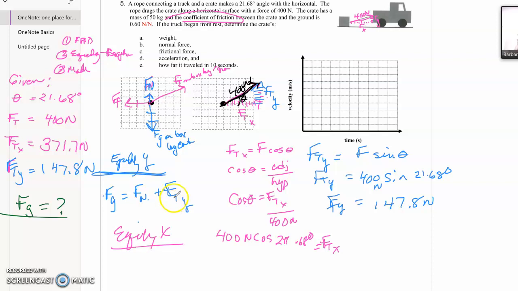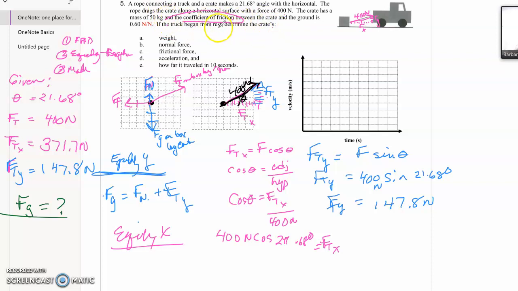I'm looking for whether or not the rope drags, there's a force, the crate has a mass. Well, here's what I must say. There must be an unbalanced force, I think. The rope drags the crate, so it's dragging the crate with this force. The crate has a mass. There's a coefficient of friction. If the truck begins at rest, determine.